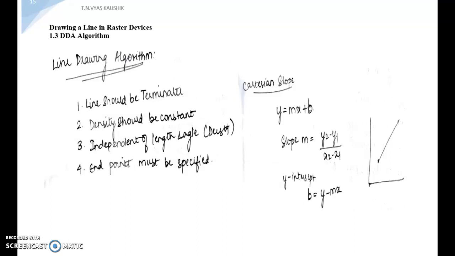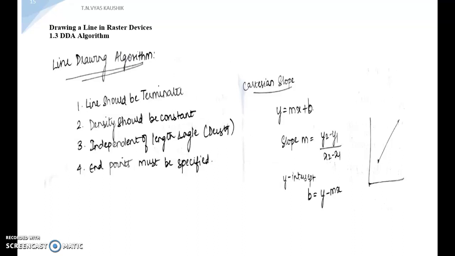Hello everyone. In the last lecture, we studied many things about attributes of output primitives and what output primitives are. In this video, we'll be seeing more of an algorithm-based study. So now we are going to see what a line drawing algorithm is, and one of the line drawing algorithms is the DDA algorithm, known as the digital differential analyzer algorithm.